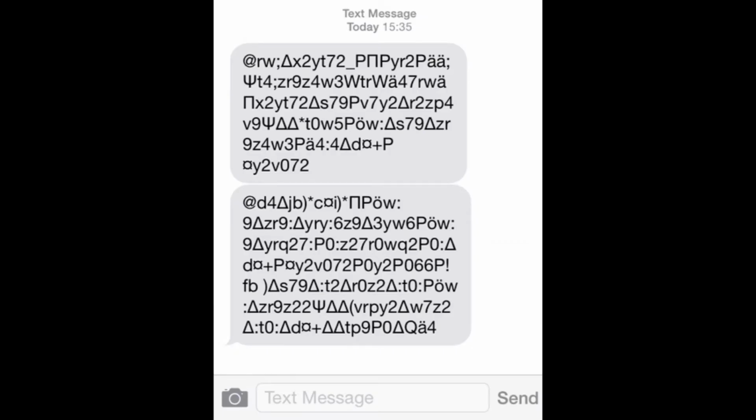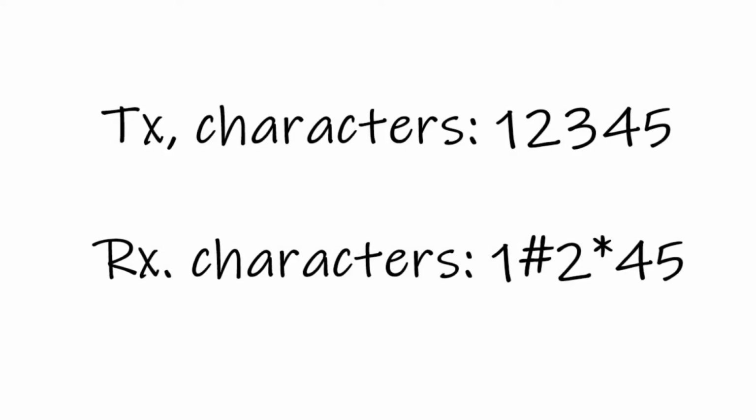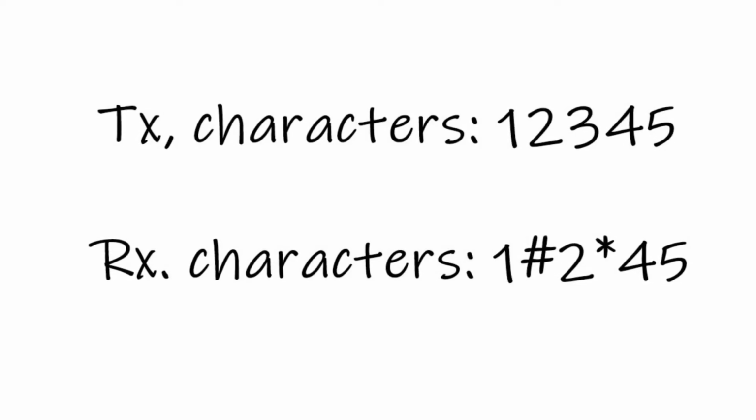If we have garbled data, it basically indicates that the baud rates either on the transmitter or the receiver are different. In another case, let's say we are receiving half good and half bad characters. For example, let's say we are transmitting a sequence of 1, 2, 3, 4 and 5, but at the receiver end it appears as 1 hash 2 star 4 5, where half characters are good and half characters are bad. It is basically that the parity settings either on the transmitter or the receiver are incorrect.